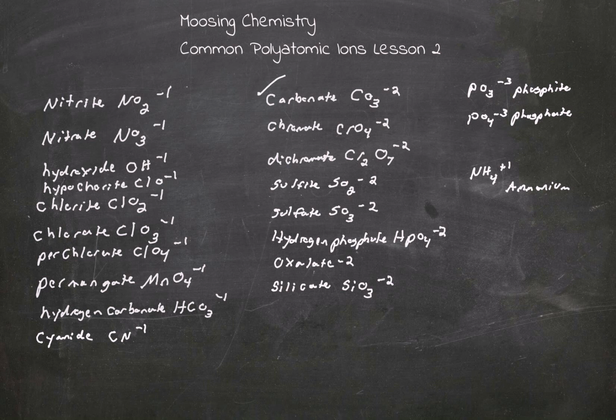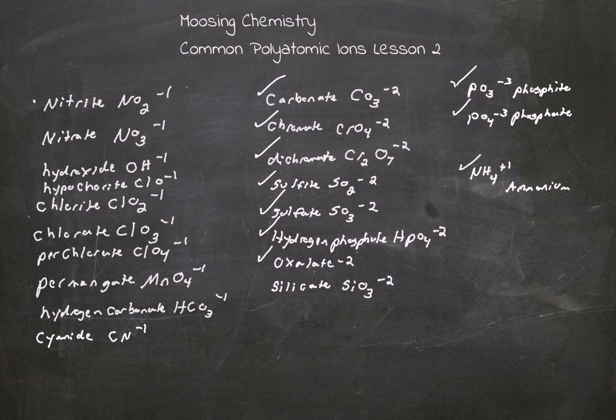Carbonate, this is a big one, you'll see a lot of those. Chromate and dichromate, you'll see those. Sulfite and sulfate are also very common. Hydrogen phosphate, you do see that. Oxalate, you see a little bit of. Silicate, we see that, but not very commonly. And you'll definitely see phosphite and phosphate. And for our NH4 plus ones, we gave the two other ones, but this is the one that's most commonly used.